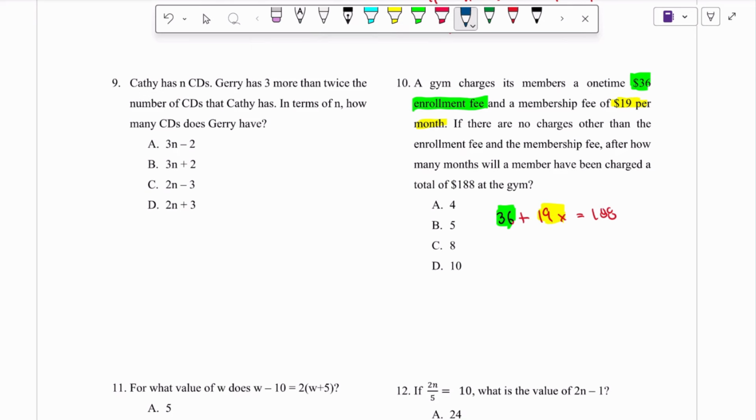Again, I got to solve this equation, so I got to isolate my variable to get it by itself. So I'm going to subtract 36 from both sides, and this is going to leave me 19x equals 188 minus 36, which is going to give me 152. This is 19 times x, so I'm going to divide both sides by 19, and I get x equals 152 divided by 19, which is going to give me 8. So this is going to be for 8 months.